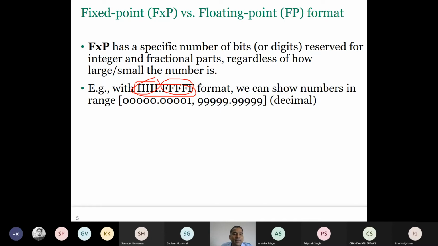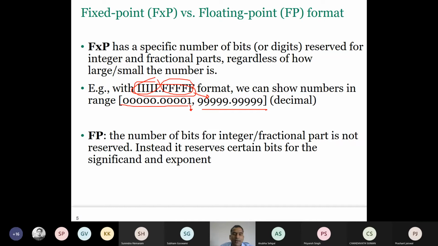What is the largest number I can represent here? If all of them are 9, it is 99999. And what is the smallest number I can represent? Of course 0, but the number right above 0 is this one, where all the digits are 0 except the last one, which is 1. I hope you agree. So this is the range of numbers I can represent if I use a fixed point number system.